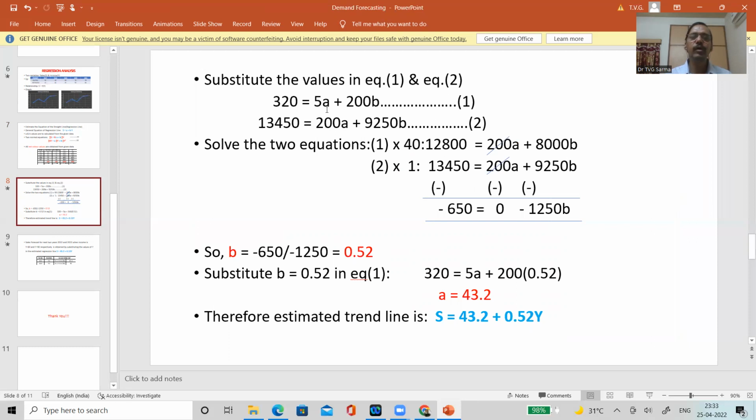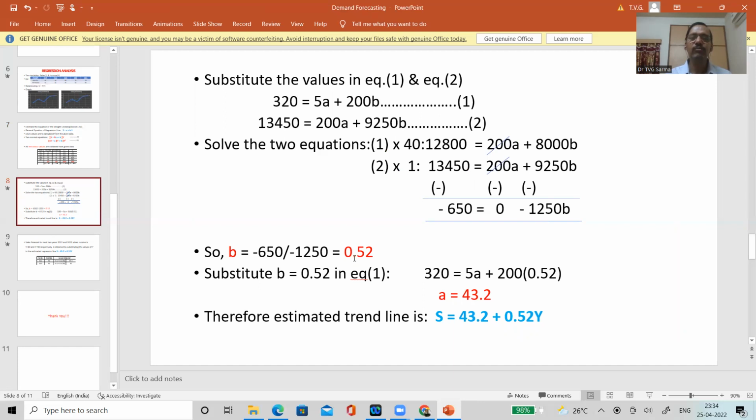Why do I multiply by 40? Because I want to make the coefficients of A the same. If I make the coefficients of A the same, we can subtract the two equations and I can eliminate A. When I eliminate A, I am left with the coefficient B, and this value is obtained as minus 650 divided by minus 1250, so it is 0.52. So I got the value of B.